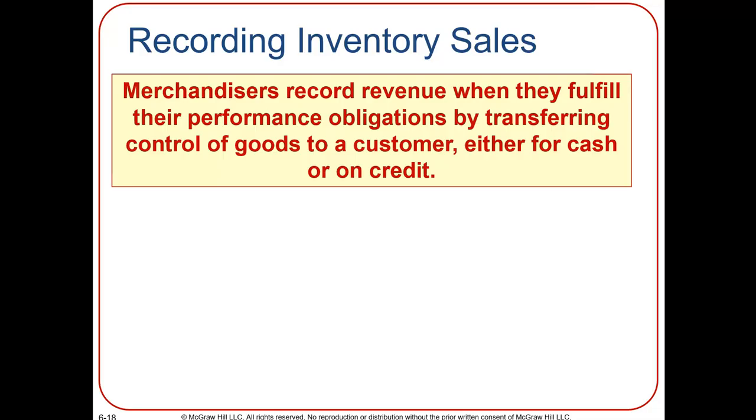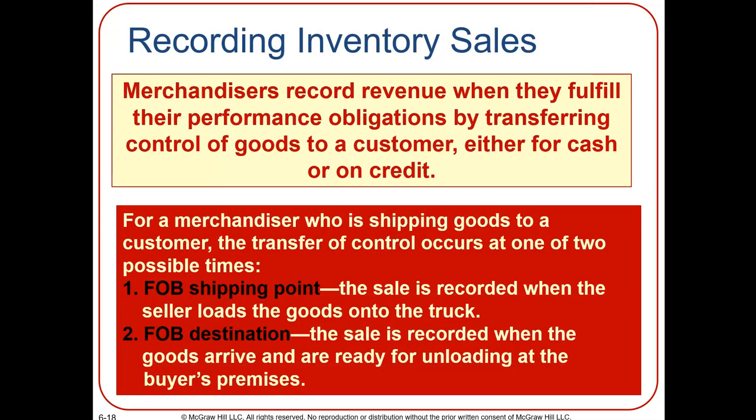Merchandisers record revenue when they fulfill their performance obligations by transferring control of goods to a customer, either for cash or on credit. Okay? So again, we've got the whole FOB shipping point thing. Now, hopefully this is going to stick with you.